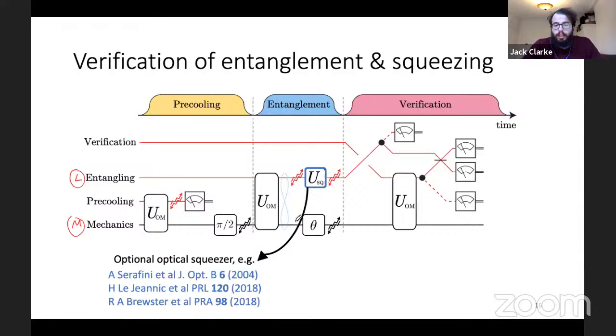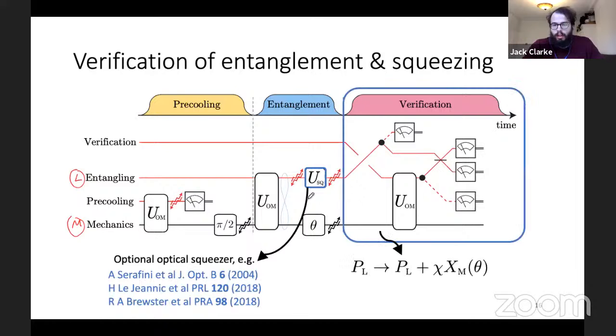The reason we're considering using a squeezer is that it's been shown theoretically and experimentally that squeezing optical states is a very good way of protecting them from interactions with the environment. So we're going to investigate whether it's worth using a squeezer in this setup to protect the amount of entanglement that you're generating. And then this last stage is the verification stage.